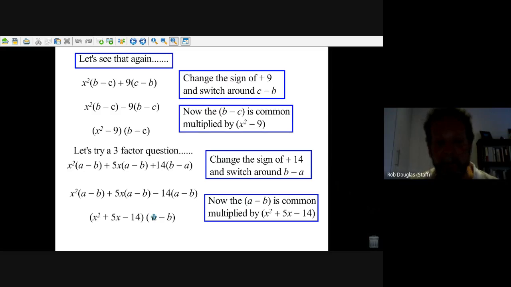The common factor we write down is a minus b. And the x squared that's getting multiplied, and the 5x that's getting multiplied, and the minus 14 that's getting multiplied, you can put all three of those things in a bracket like that. That there is called a trinomial, and we're going to learn how to factor that later on as well. So you can actually keep going. But that common factor is the first thing, and that's what switch around is all about.